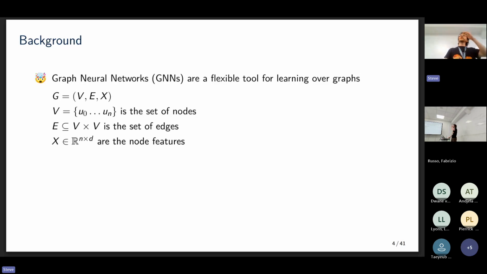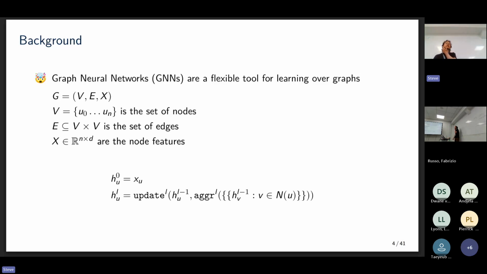Okay, right. So just to set up some notation, let us define a graph G to be made of a triplet consisting of a set of nodes, a set of edges, and a matrix of node features, where basically you have for every node a d-dimensional feature vector representing the features of each node.